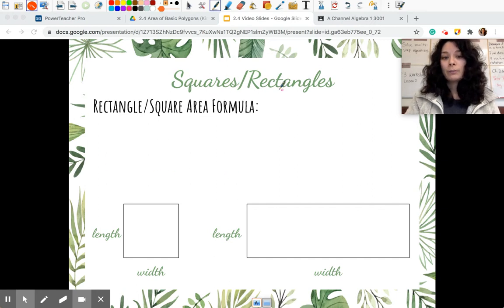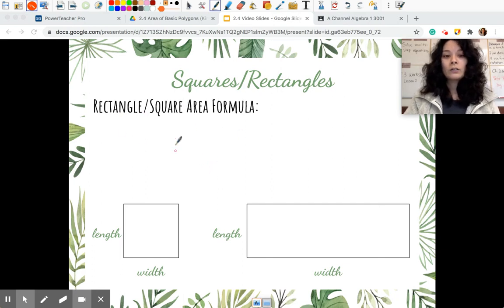So the first shape that we're going to talk about are squares and rectangles. The reason I put these two together is because they use the same area formula. Unlike perimeter, every time we calculate an area for a polygon, we use a specific formula for that specific shape. So the first thing you need to do when you're doing problems is ask yourself what type of shape you're working with in order to use the correct formula.